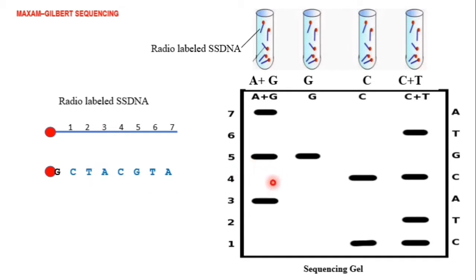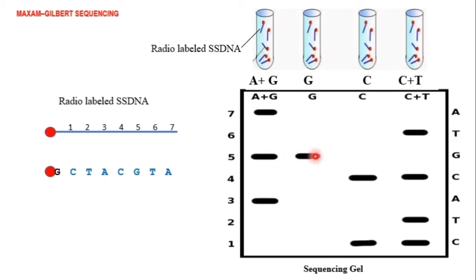Next we have to see any other band. You can see here one band in the C plus T and one band in C. That's why this may be C or T, so we have to confirm in the C tube whether C is there. C is there, so the C breakage is okay here.